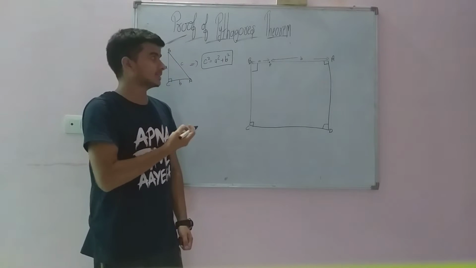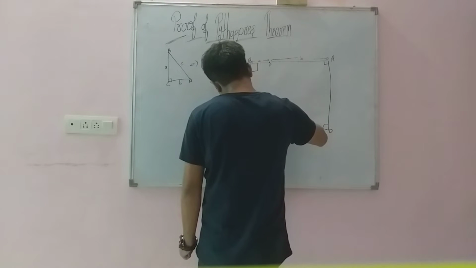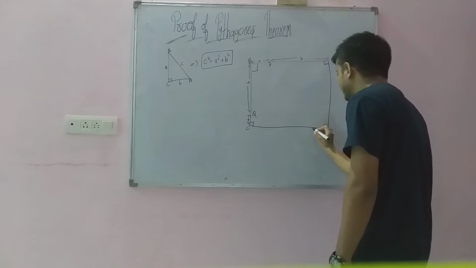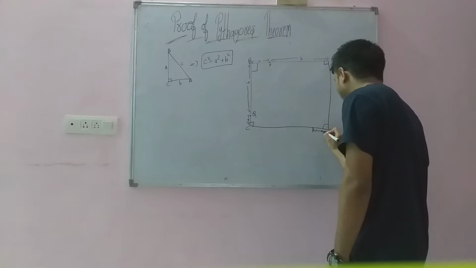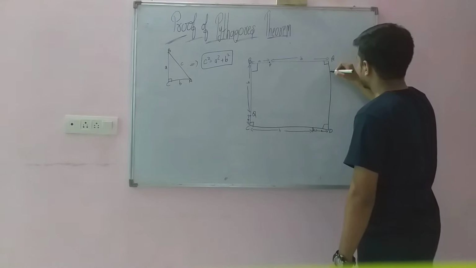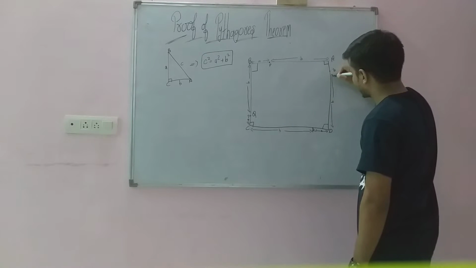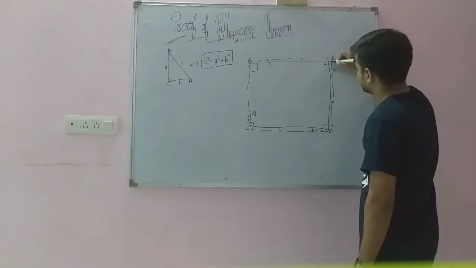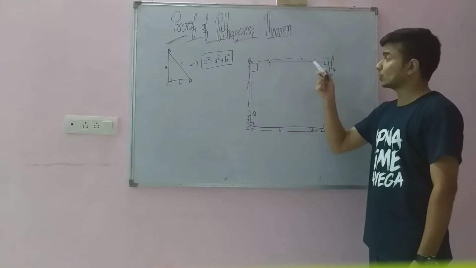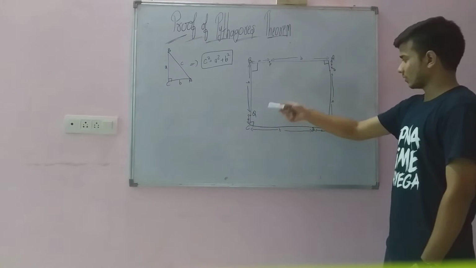Now we are going to divide the remaining three sides in the same way. That is, let's take a point Q on BC such that QC is A and BQ is B. Another point on CD, that is R, such that RD is A and CR is B. Similarly, the next point is S, such that DS is B and AS is A. So if ABCD is a square and side AB is equal to A plus B, that is BP plus PA is equal to A plus B, and all sides are equal, so we divide the remaining three sides in the same way.